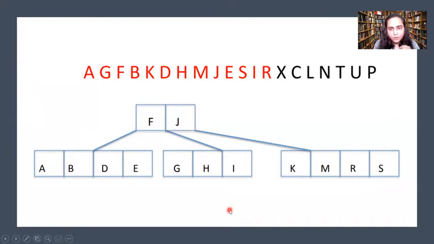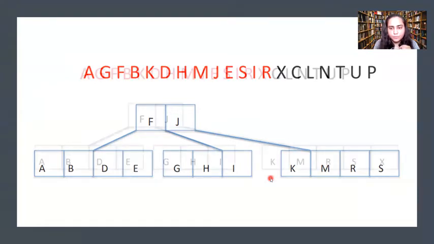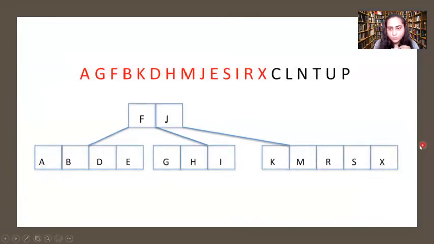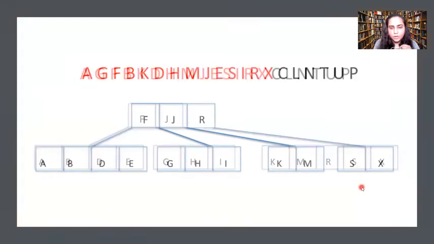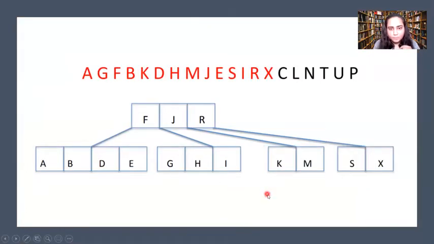And so far there's no problem, but when I try to insert X, there's going to be a problem, which is again that this node is now full. So when it is full, then we again will take R to the topmost level and put K and M on the left of R and S and X on the right side of R, which looks like this. So this is what it looks like so far.